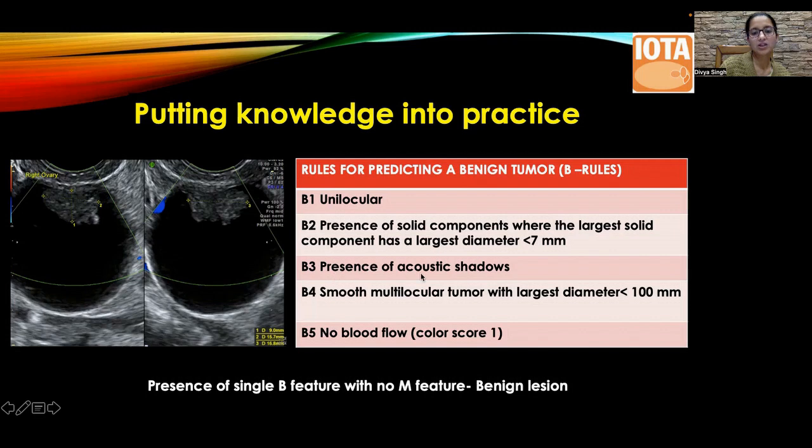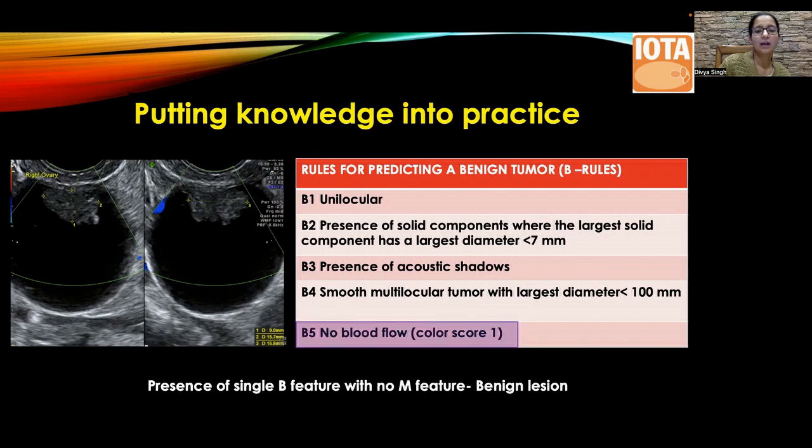There is no acoustic shadowing. The lesion is not a multilocular tumor, though it has no blood flow, a color score of 1. So the B5 feature applies, but none of the other B features apply.